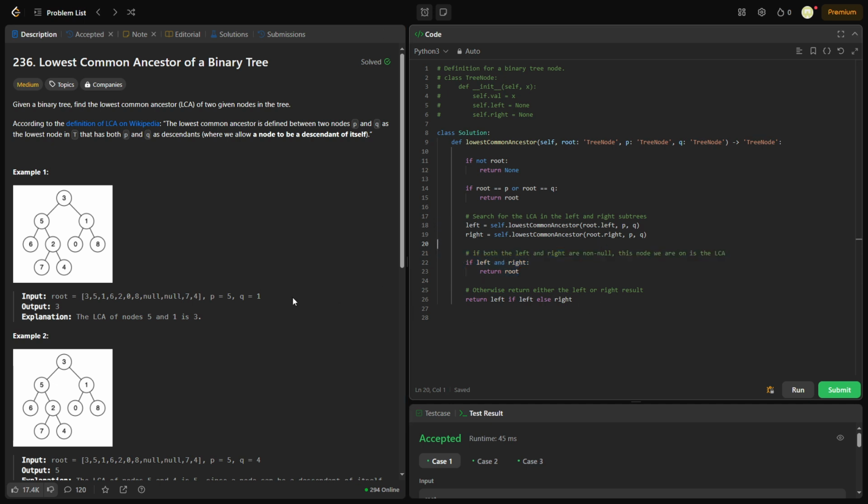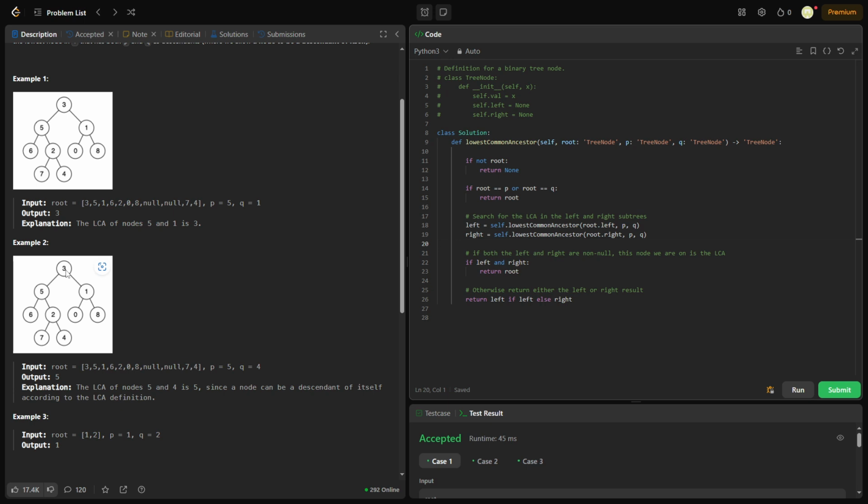For example 2 though, it'd be a little bit different. Because we're at this 3, we go left. Okay, this 5 is equal to P, so we go back up and we return this value. When we go to the right, we check everything, and we don't find P or Q. So technically, when we're here, left returns something, but right has nothing. It's a null, ultimately, because we never found anything. So in that case, we have to return left, which is this 5, because that's what we returned up from it. So this is actually the LCA.